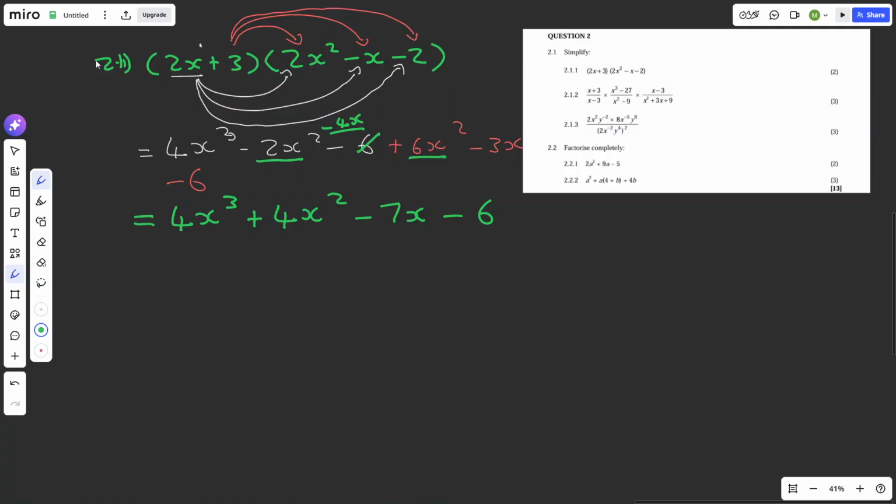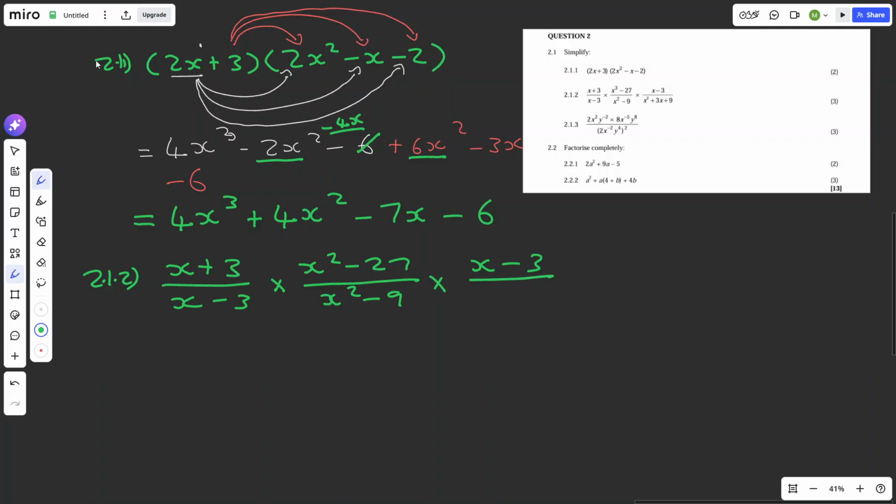Then the next question, 2.1.2, we are given (x + 3) divided by (x - 3). And then here we are multiplying by (x³ - 27) divided by (x³ - 9x), multiplied by (x - 3) divided by (x² + 3x + 9).